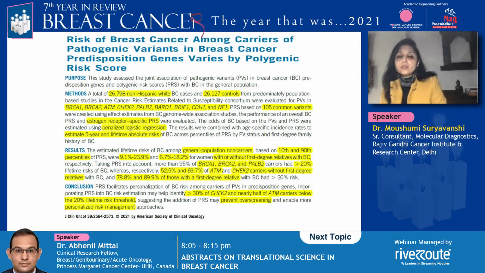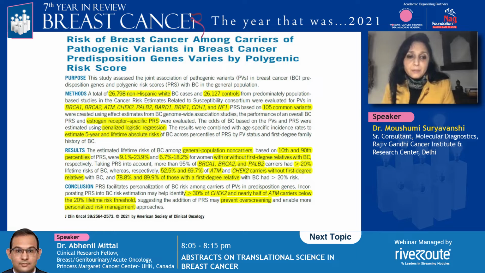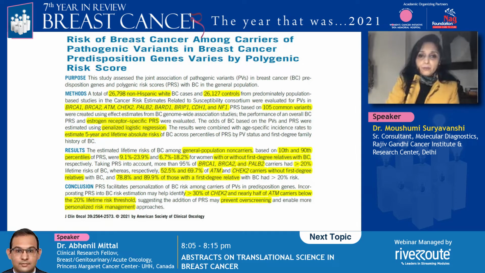Then coming to the main article. This was published in the Journal of Clinical Oncology in 2021. It is titled, The risk of breast cancer among carriers of pathogenic variants in breast cancer predisposing genes varies by polygenic score. So here again, around 27,000 patients are there on one side, and around 26,000 controls are there, and these are the genes which are tested, and there are around 105 single nucleotide polymorphisms.